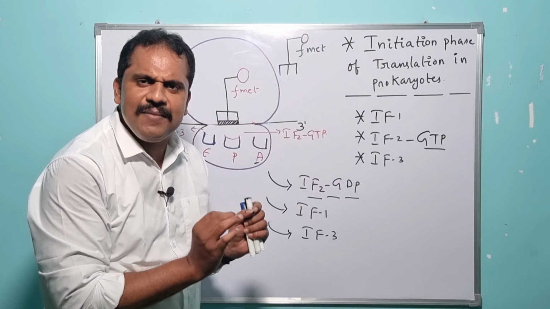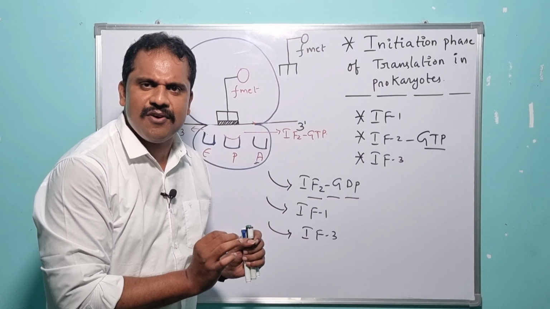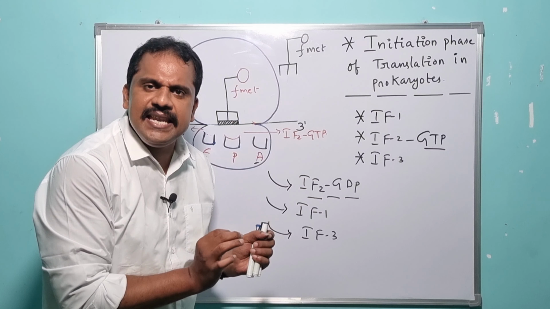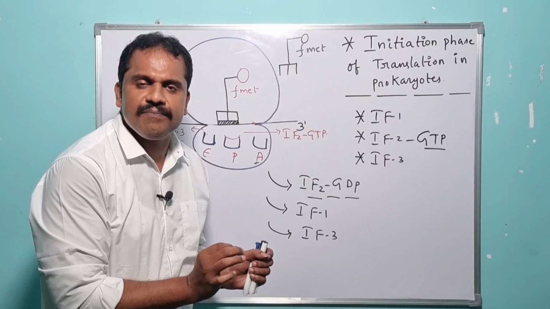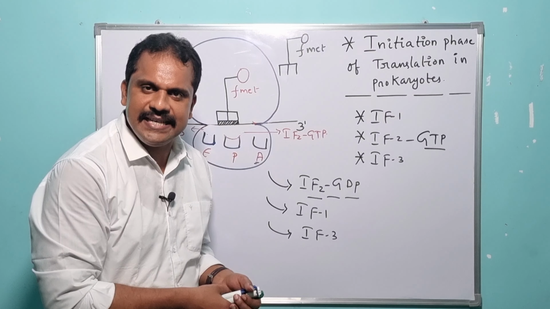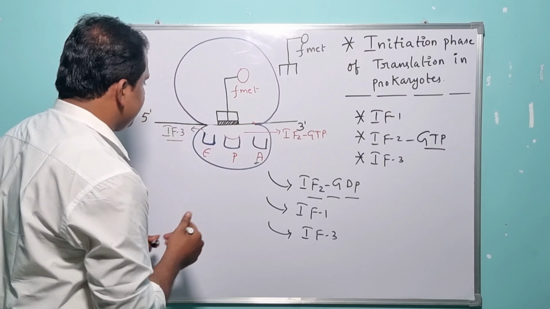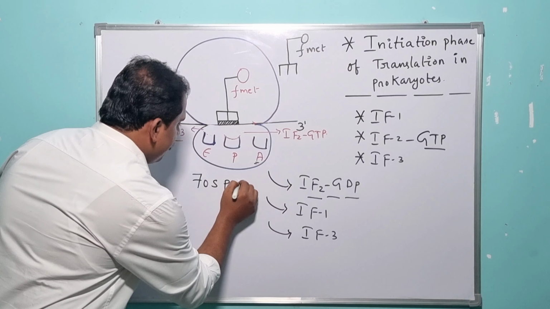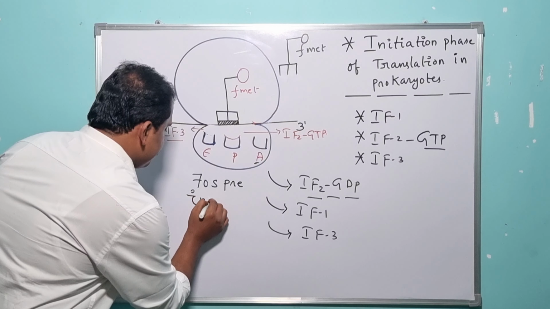The formation of the 70S pre-initiation complex indirectly suggests that the initiation phase of the translation mechanism in prokaryotes is successfully organized. Is it okay? So let me write it here: 70S pre-initiation complex.